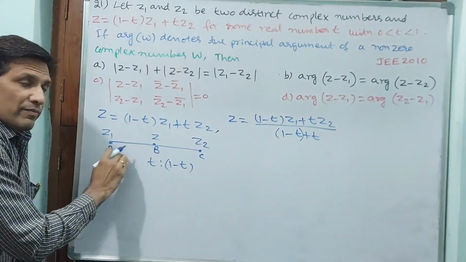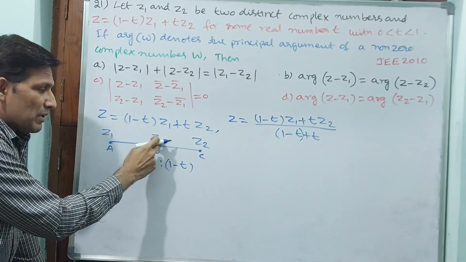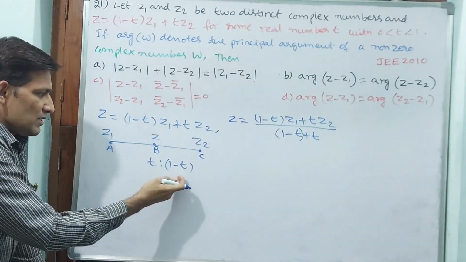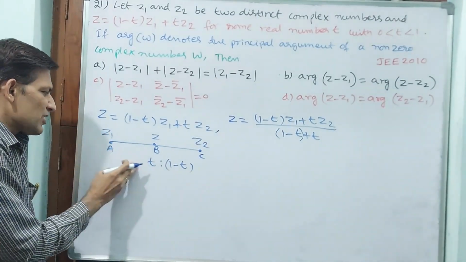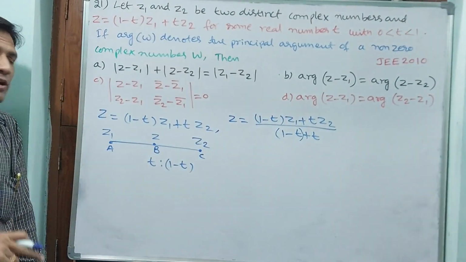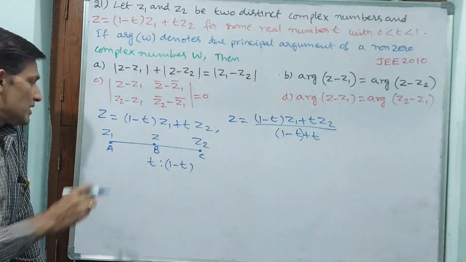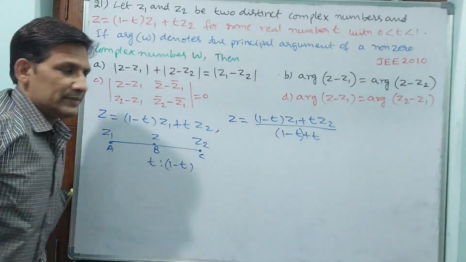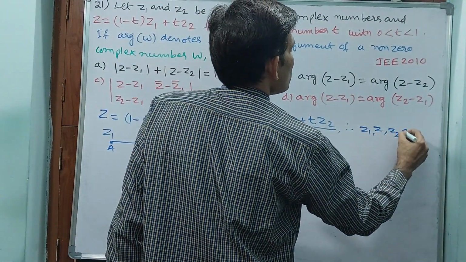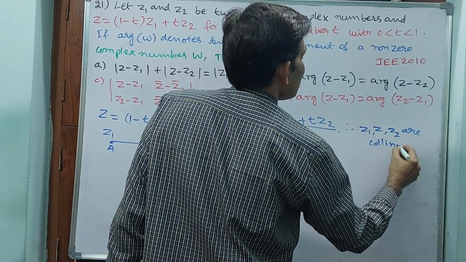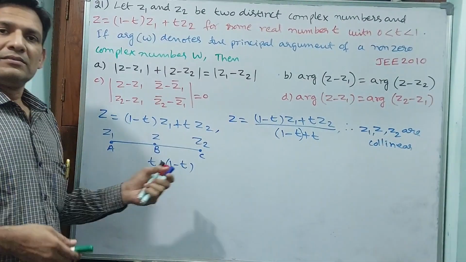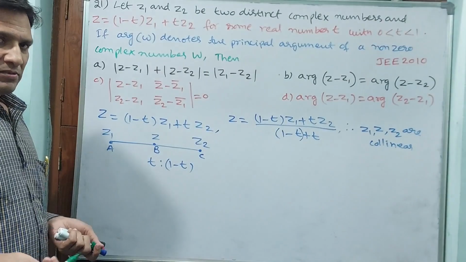You see, Z is a complex number dividing Z1 and Z2 in the ratio t is to 1 by t. See, 1 by t into Z1 plus t into Z2 divided by t into 1 minus t. Same thing has happened. Now you tell me, if this is in this mode, automatically Z1, Z, Z2 are collinear. Therefore, Z1, Z, Z2 are collinear. All are in one line. If all are in one line, what is the argument? Argument is 0. That is one thing.